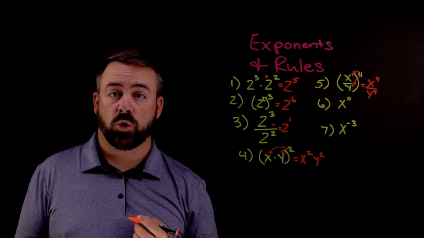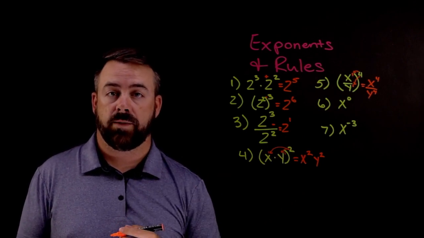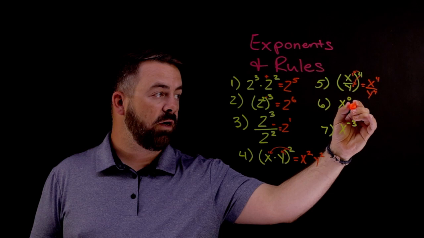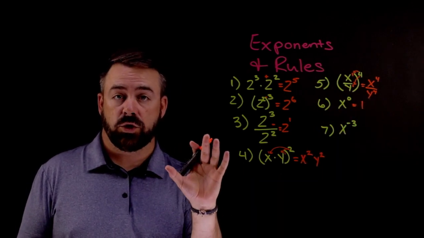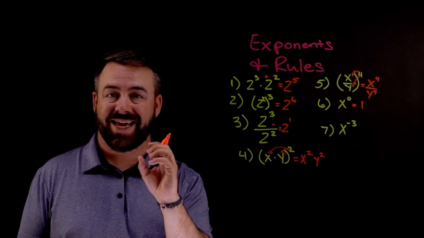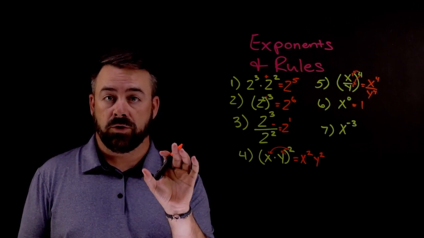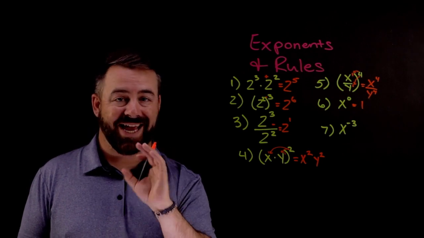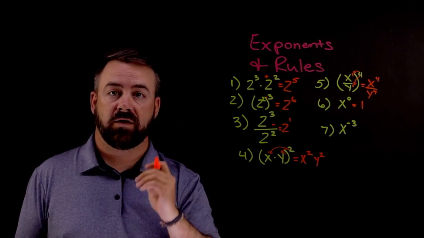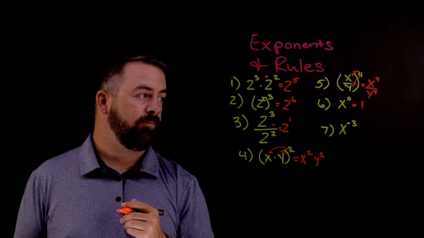Anything raised to the 0 power is a rule we got to start remembering. This simplifies into a 1. Now anything raised to a 0 power is a strong statement. Anything. 1 million raised to the 0 power is 1. So keep that in mind. Anything raised to the 0 power is 1.